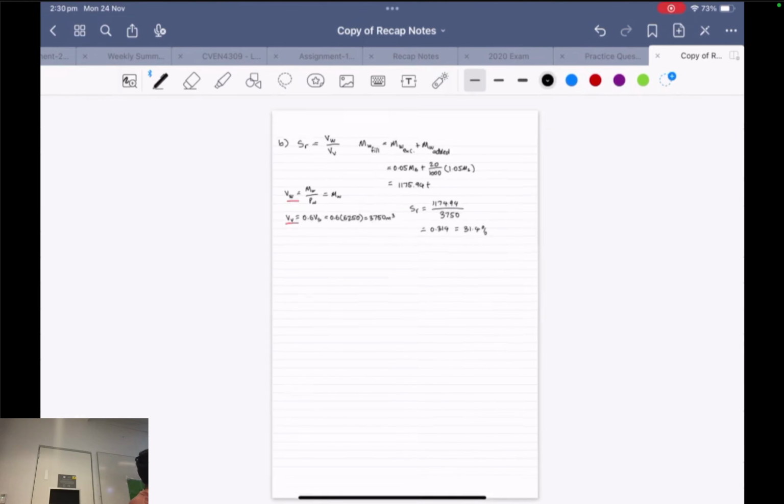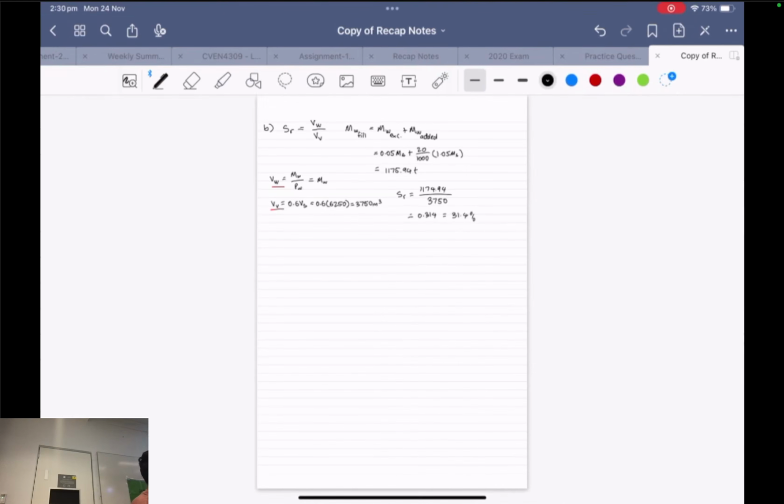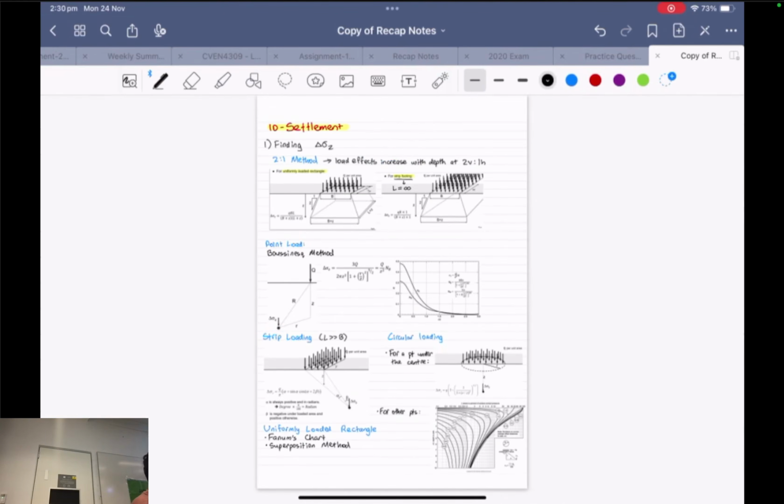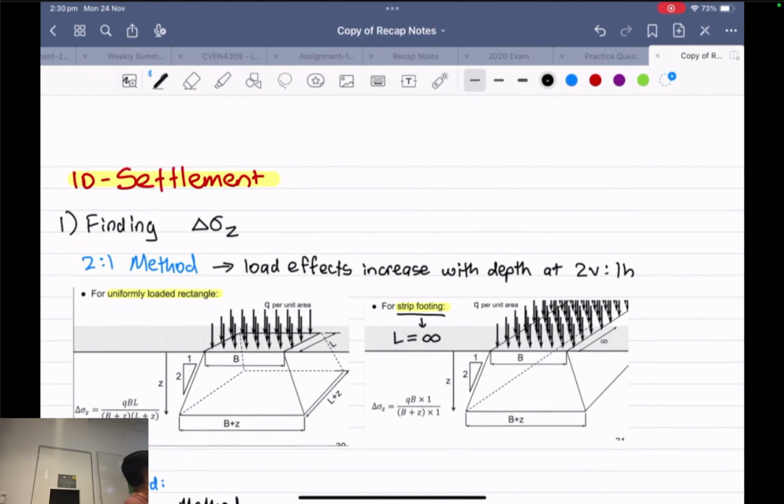Alright, if we're all good with that, we'll move on to the next topic, which is settlement. Alright, so settlement has 2 components, 1D settlement and rate of settlement. So in terms of 1D settlement, the first thing you want to do is find the change in stress at a certain depth because of a certain applied load Q, right?